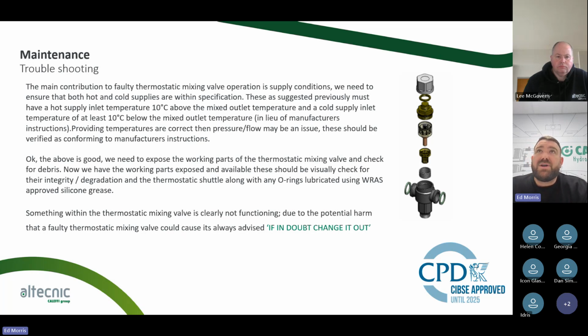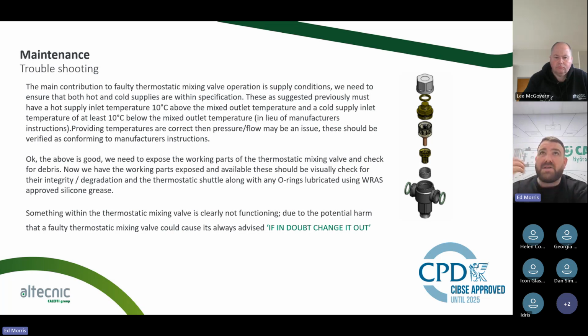Provided the temperatures are correct, then pressure and flow may be an issue. These should be verified by referring again to the manufacturer's instructions. We spoke about balanced feeds, so balanced pressures. Some will allow a pressure ratio, so check those are where they should be. If all the above is OK, we need to expose the working parts of the thermostatic mixing valve and check for debris. Now that we have the working parts exposed, these should be visually checked for their integrity or for degradation, and the thermostatic shuttle, along with any O-rings, should be lubricated using a WRAS-approved silicone grease.